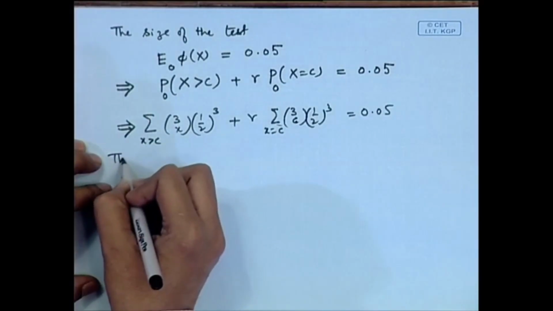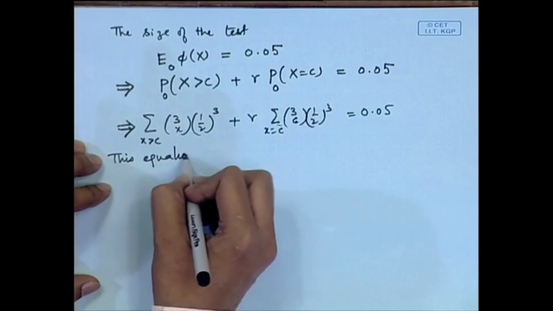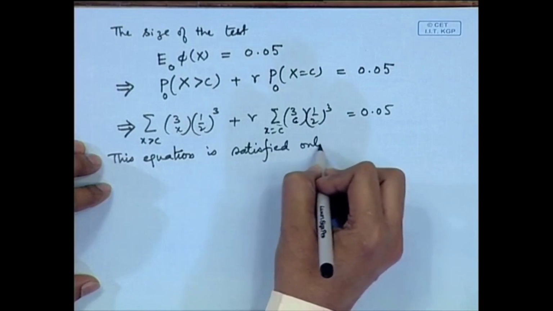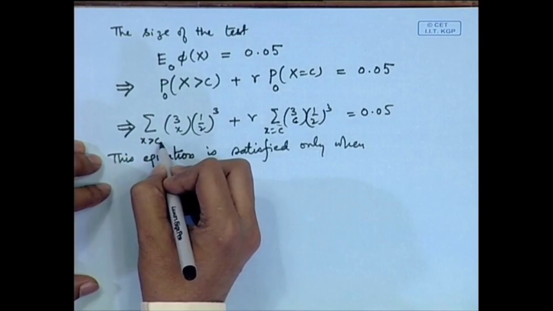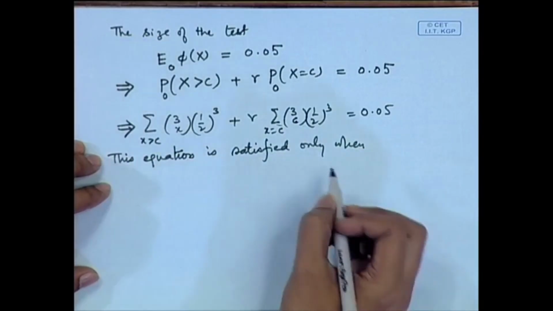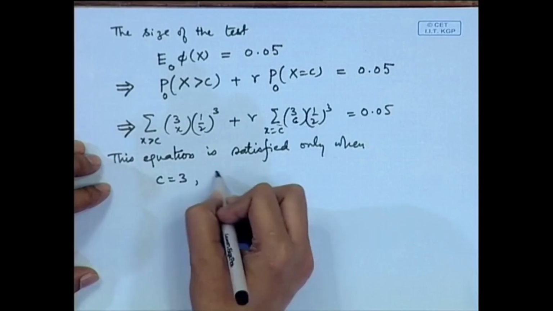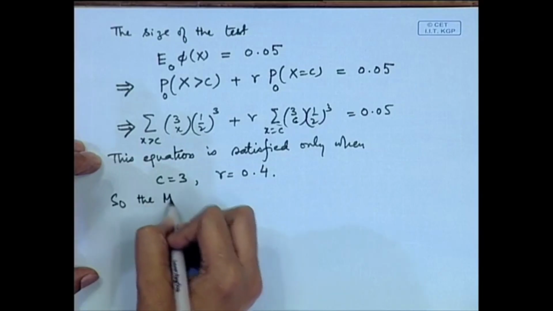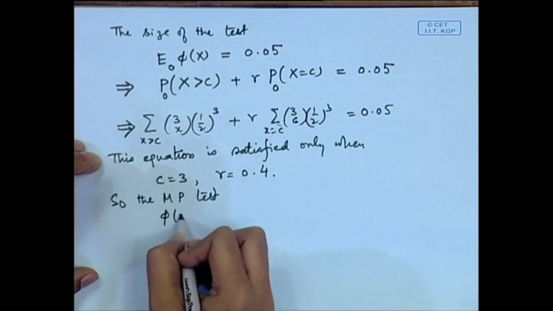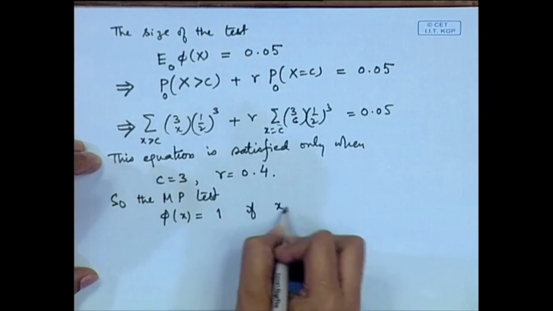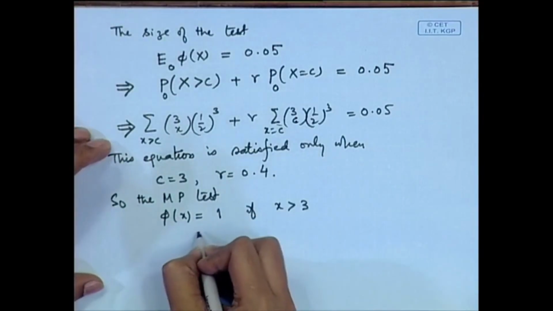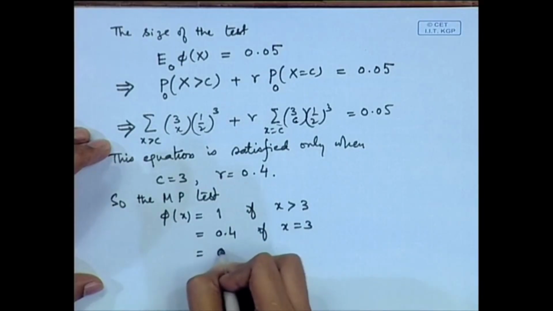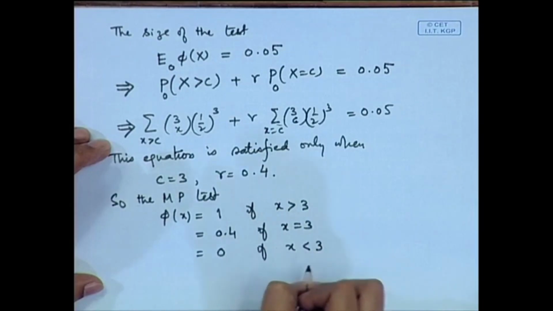This equation is satisfied only when... we substitute the values of c equal to 0, 1, 2 and 3, and we get c is equal to 3 and γ is equal to 0.4. So, the N-P test is φ(x) equal to 1 if x is greater than 3, it is equal to 0.4 if x is equal to 3, it is equal to 0 if x is less than 3.